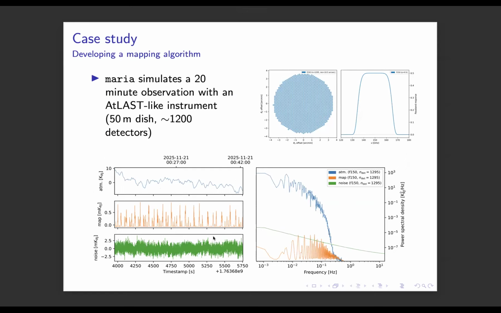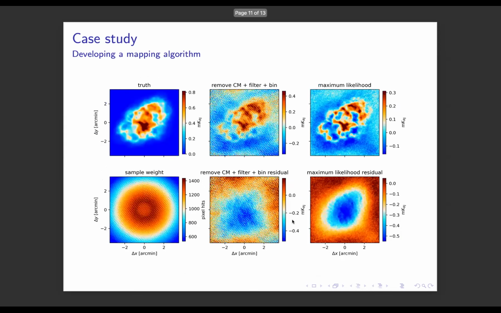And so on the left here, you can see the time streams from the individual components. So the atmosphere fluctuates by many Kelvin, and the map fluctuates by less than a millikelvin. And the noise is also around a millikelvin. On the right, you can see the power spectra, and you can see how the different sources are relatively scaled with respect to each other. So then I put them into my mapper.